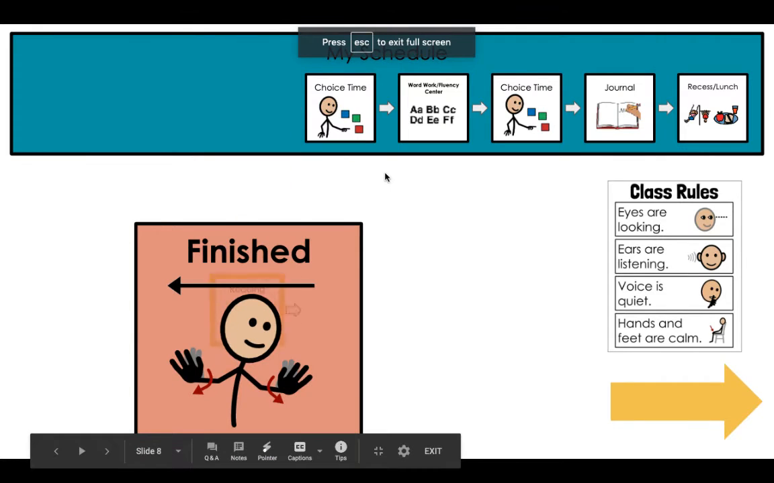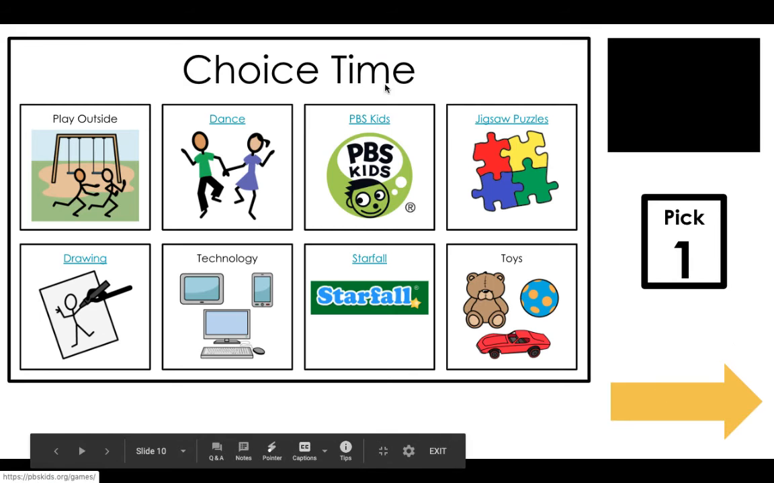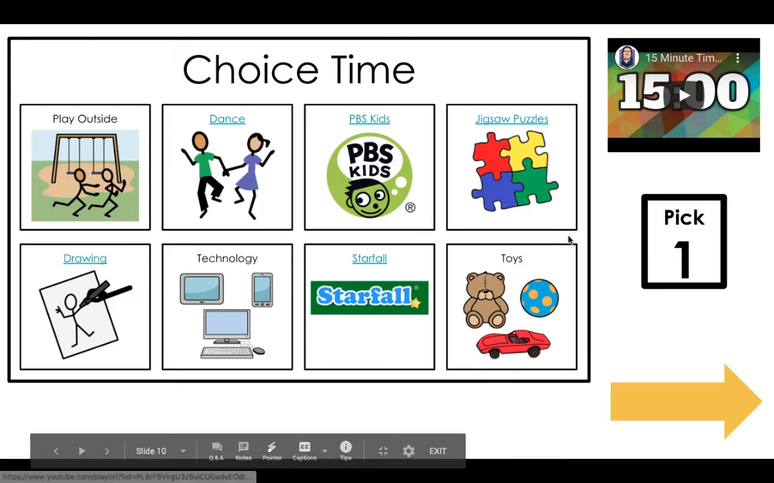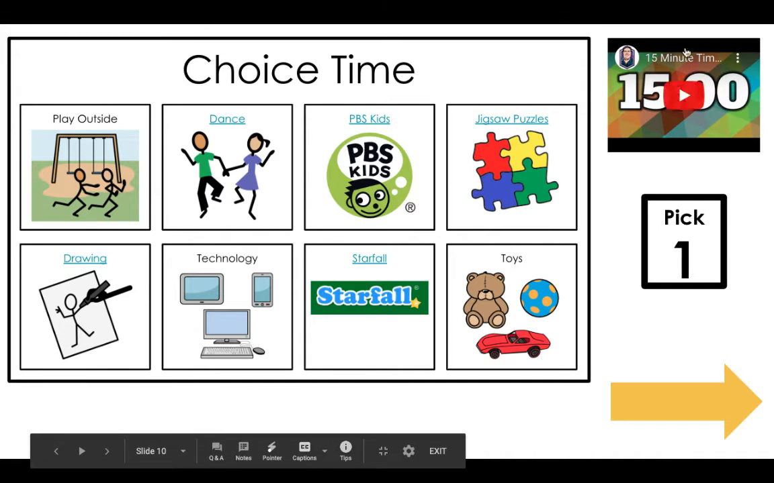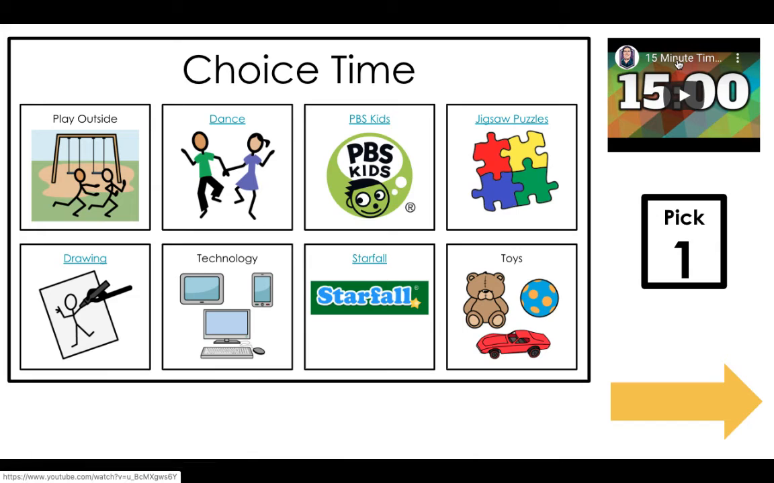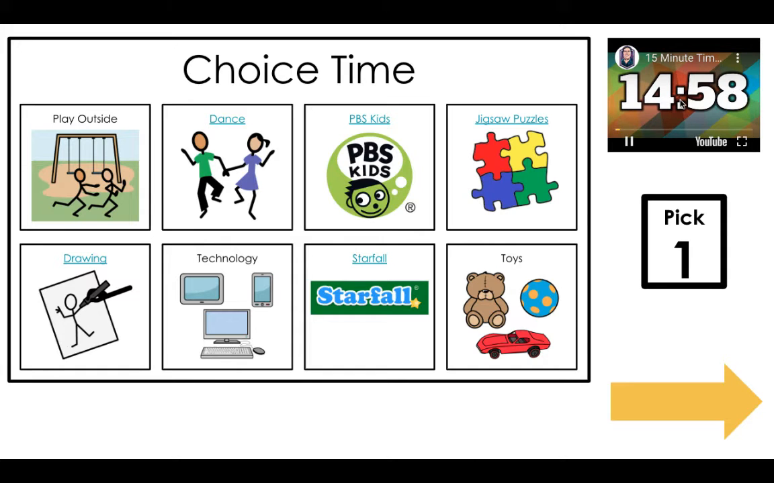So you keep going. Reading will say, all we're finished. And now it's choice time. So I've given different ideas for choice time, whether that's to dance, to draw, play a game on PBS Kids, use toys at home. I've also included a timer. So if they're playing with toys, you can just hit play. You've got 15 minutes and it's going to count down. The child can play.